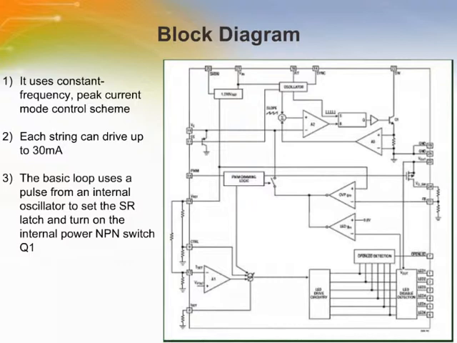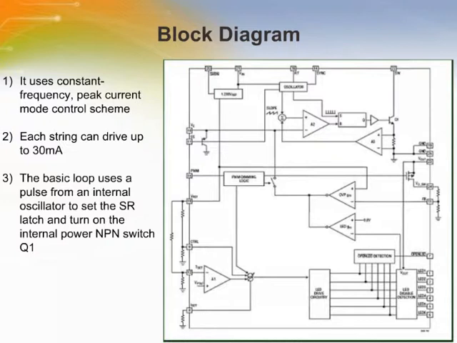The LT3598 uses a constant frequency, peak current mode control scheme to provide excellent line and load regulation. Each string can drive up to 30 milliamps with 1.5% matching accuracy between the strings. The LT3598 has a built-in boost converter which converts the input voltage to a higher output voltage to drive the LEDs. The LED strings are connected to current sources where the current level is set with an external resistor on the ISET pin.